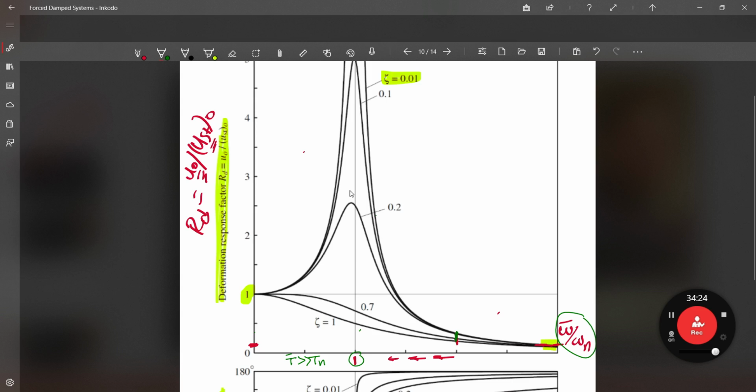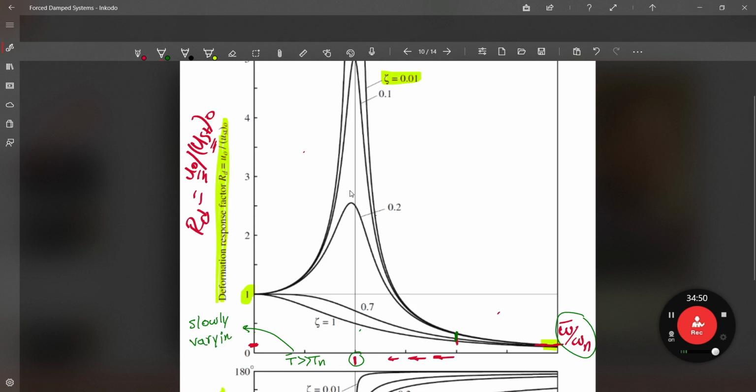What is the meaning of this point? That the natural period of the forcing excitation is very large, implying that the force is slowly varying. This is what I want to highlight here. The force is slowly varying.